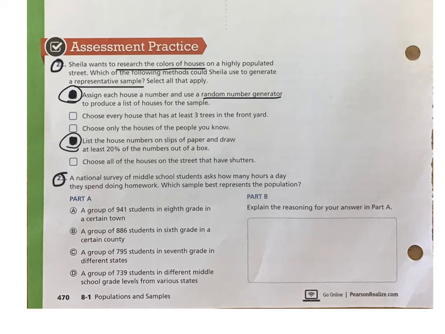The other one is the 4th statement down. You could list all the house numbers on slips of paper and draw at least 20% of the numbers out of a box. This is similar to the random number generator.